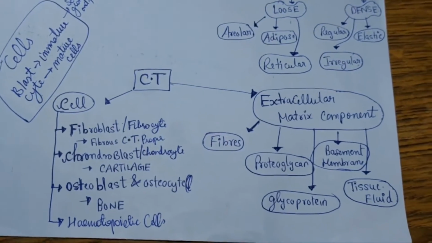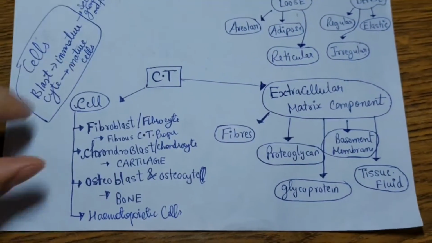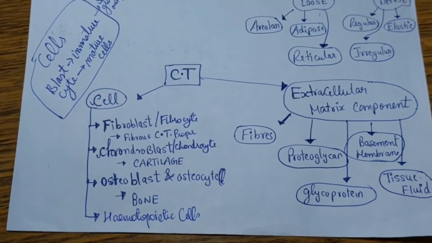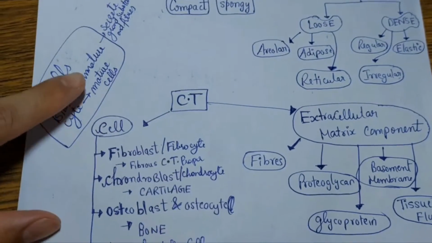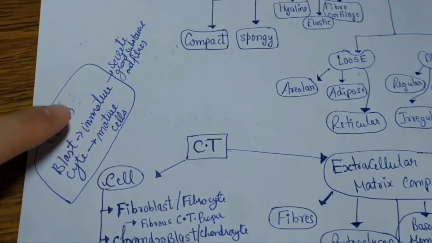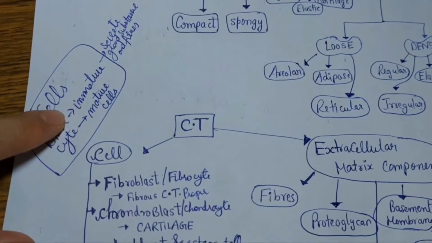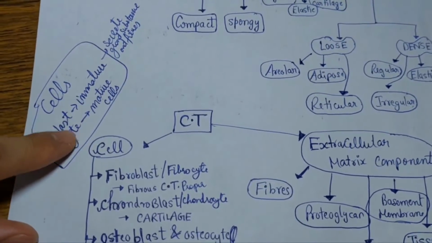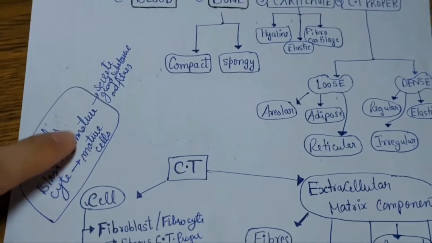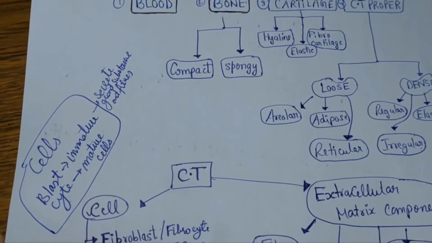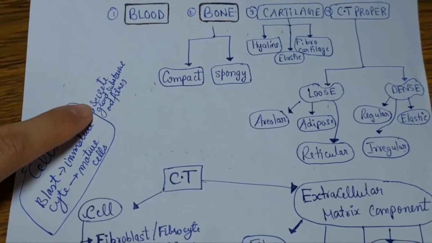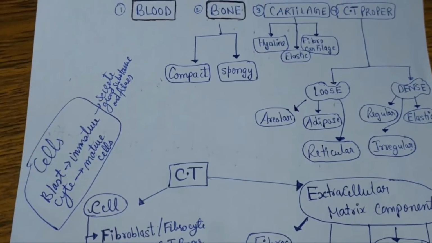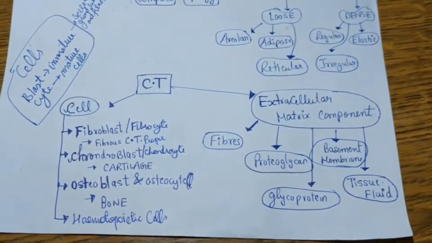The second component of connective tissue is cells. We have immature and mature cells. Immature cells are called blasts, and mature cells end with the ending cyte. Immature cells are highly mitotic and they secrete the ground substance and fibers, which we have studied in the extracellular matrix component.